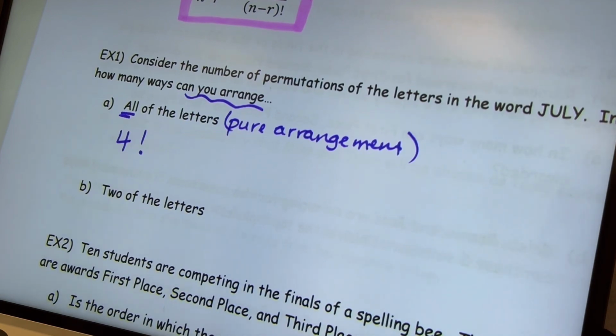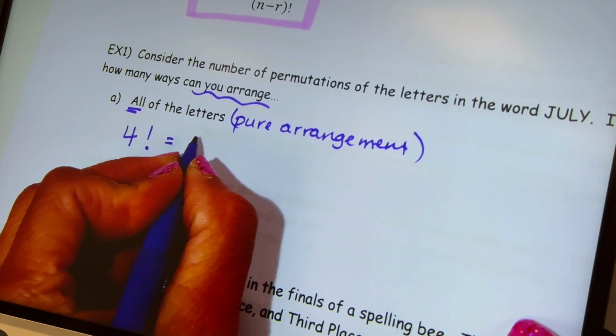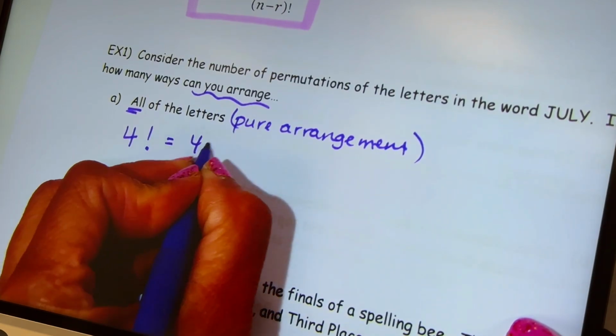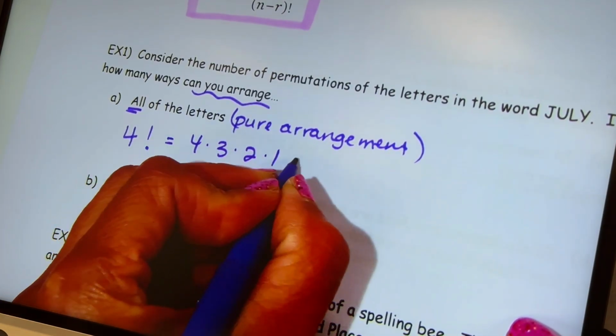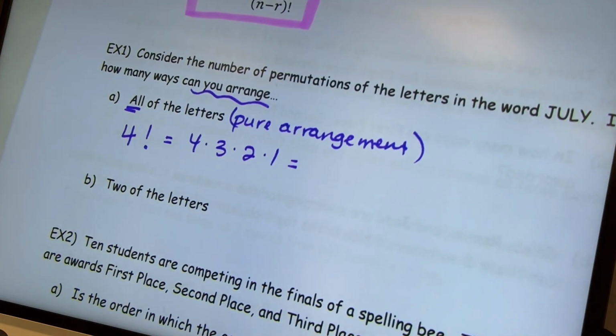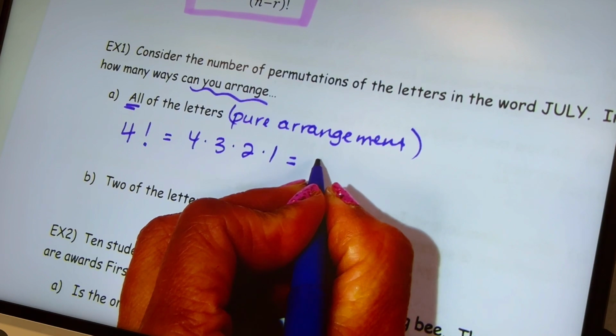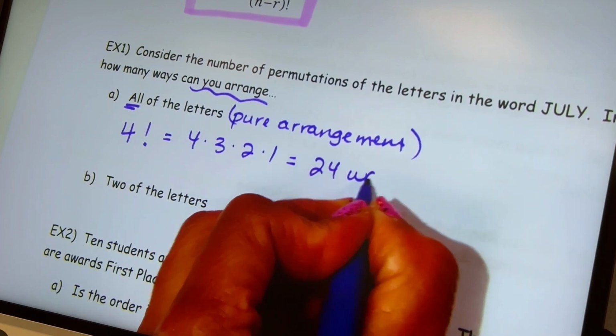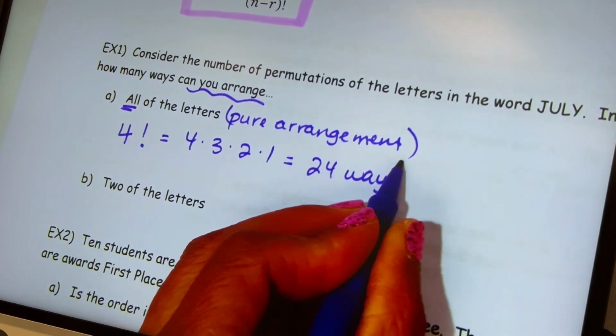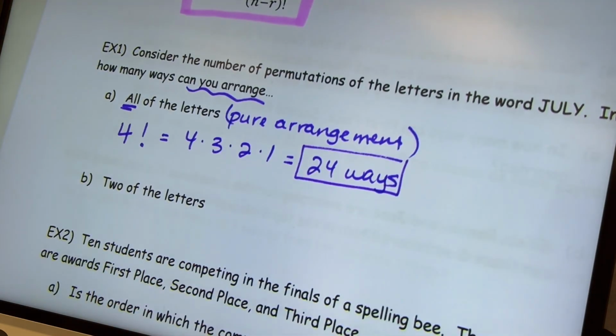Now 4 is small, so you could type in 4 factorial in your calculator, but this is really small. It's easy to do by hand. What's 4 times 3 times 2 times 1? 24. So there's 24 ways that we can rearrange the letters in the word July.